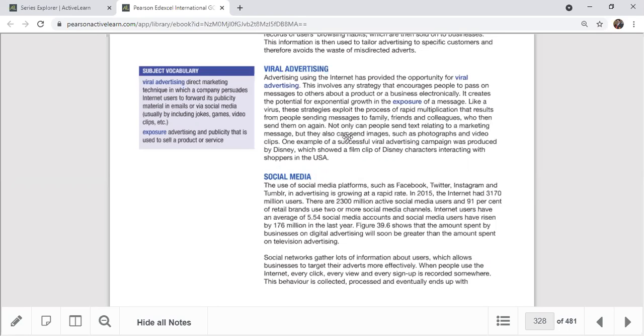People can send not only text related to a marketing message, but also images, photographs, and video clips. An example of a successful viral advertising campaign was by Disney. It showed a film clip of Disney characters interacting with shoppers in the US. There are so many examples. As users of social media, I think you can easily find out the methods of viral advertising. On a daily basis you are getting different messages and video clips from your friends, and then you can tell, okay, this is called viral.